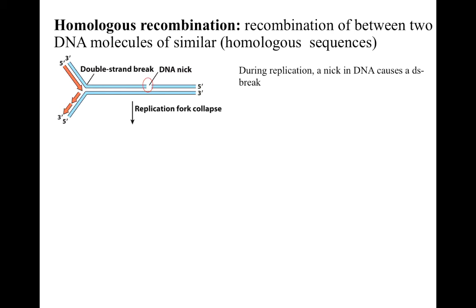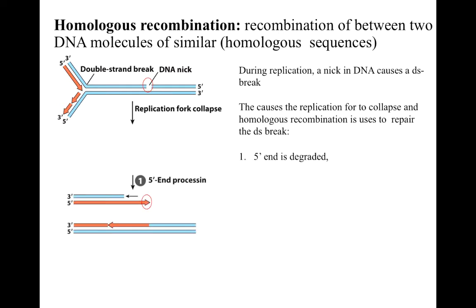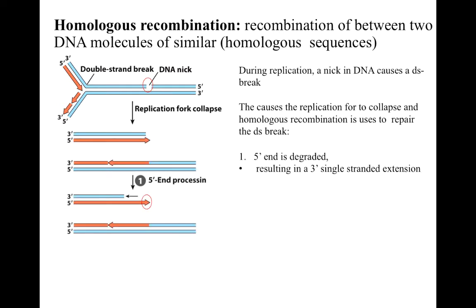So during replication, a nick in the DNA can cause a double-stranded break, and this will cause the replication fork to collapse, and so homologous recombination is then going to be used to repair that double-stranded break. So the first thing that happens is the 5' end at that double-stranded break is degraded. This is going to then result in a 3' single-stranded extension, or a 3' overhang.